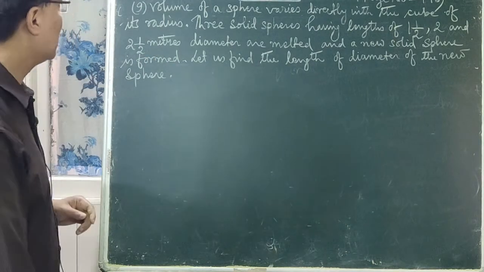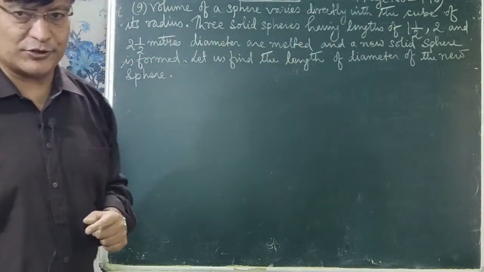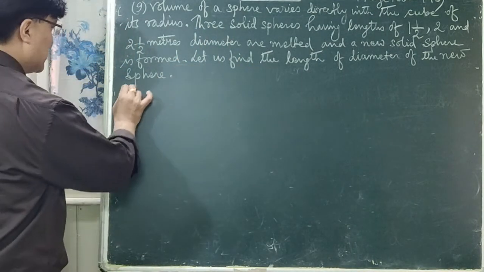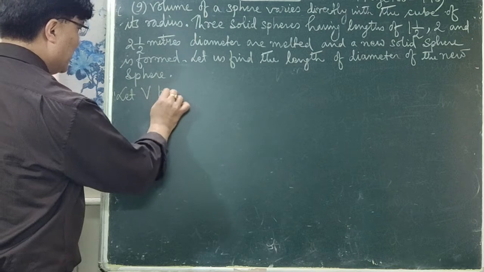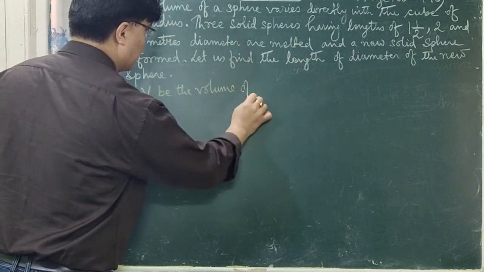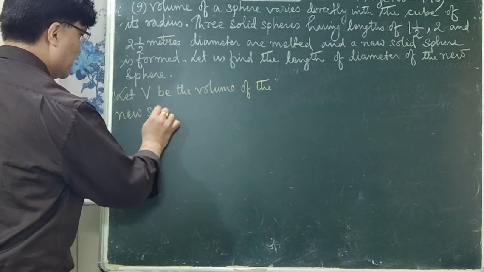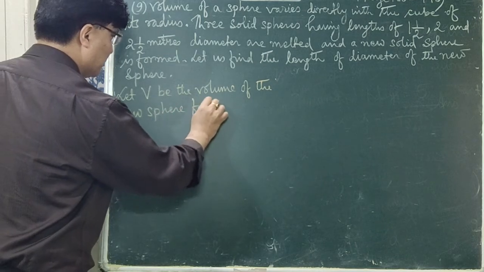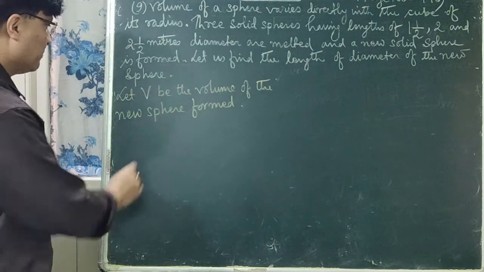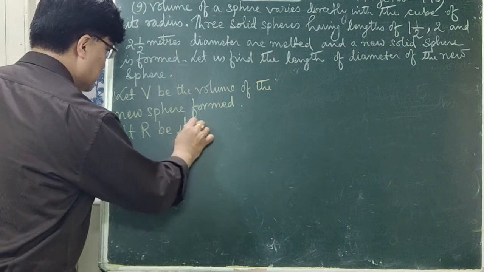Is that clear? Now it is given that volume of a sphere varies directly with the cube of its radius. So let us assume the volume of the new sphere, right? So let V be the volume of the new sphere formed. Let capital R be its radius.